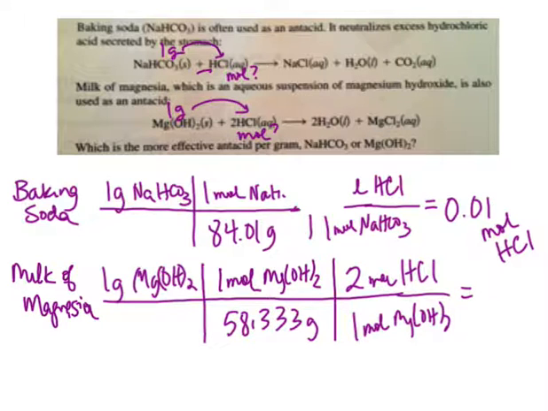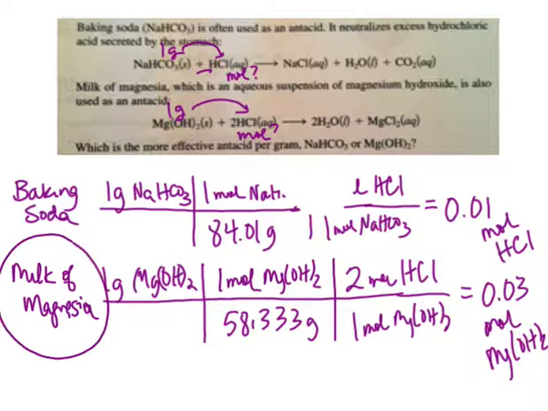Okay, so magnesium hydroxide neutralizes more moles, but it weighs less. So we don't know until we do the math what our actual moles of HCl neutralized is. All right, so which are you going to take? Milk of magnesia. That's going to do a better job than sodium bicarbonate. Okay? Good? I like real life problems.